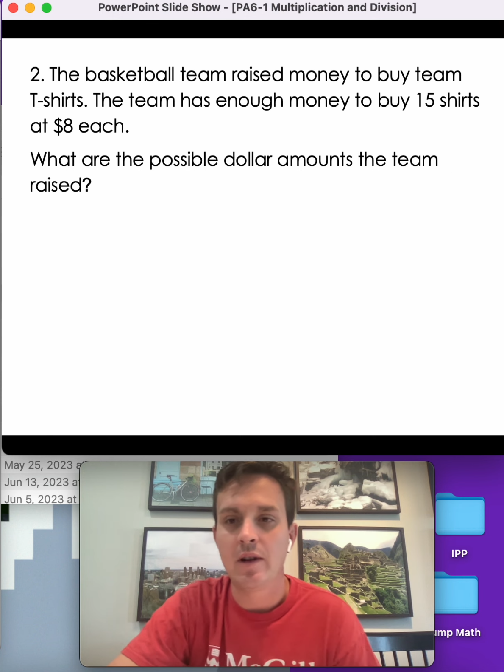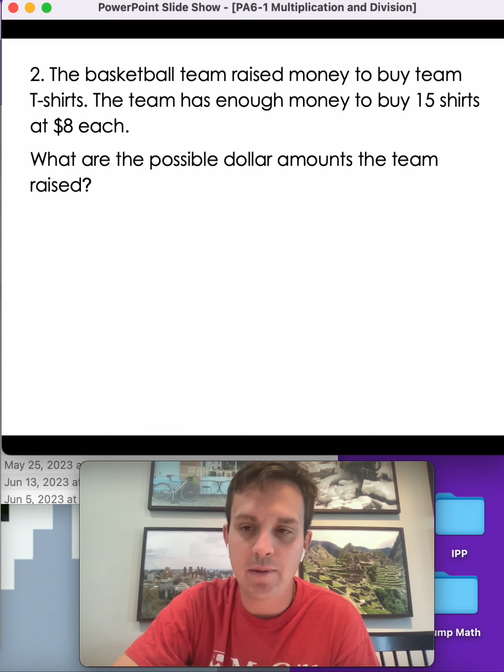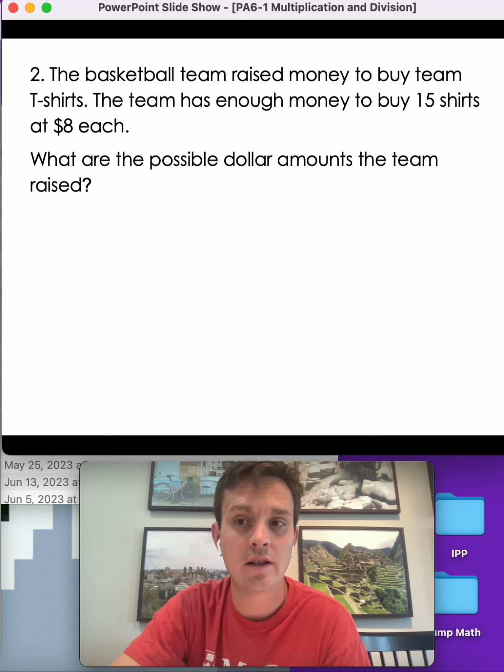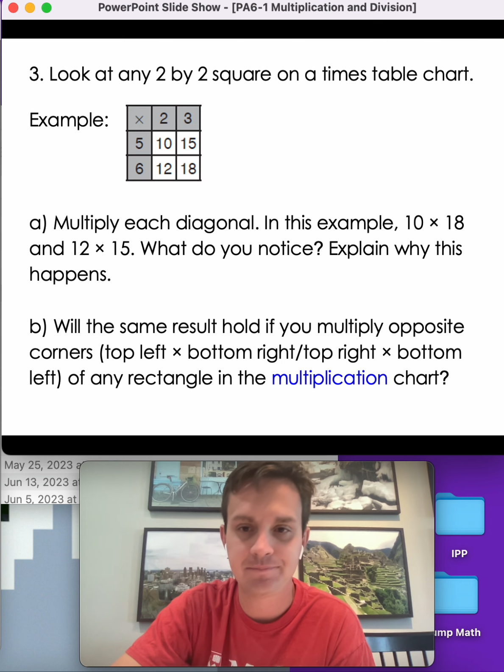The basketball team raised money to buy team t-shirts. The team has enough money to buy 15 shirts at $8 each. What are the possible dollar amounts the team raised?